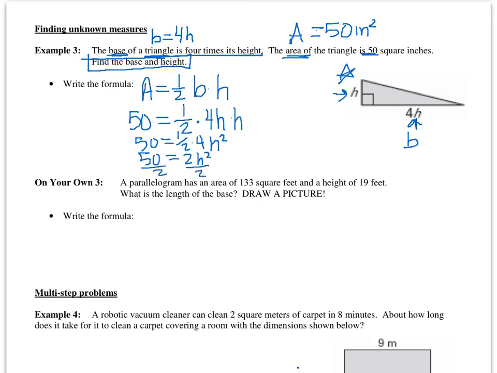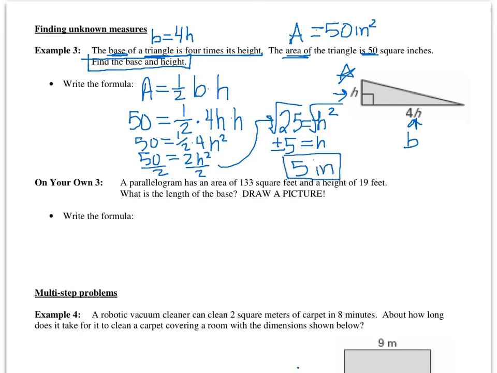Divide both sides by 2. 25 equals h squared. Take the square root of both, so my height equals, really it's positive or negative 5, but we're not going to have a negative height. So my height is 5, and my units would be inches. So there's my height. And then my base, well, that's going to be 4 times 5. So my base is going to equal 20 inches. The question said find the base and the height, and I did that. So try the next one on your own.